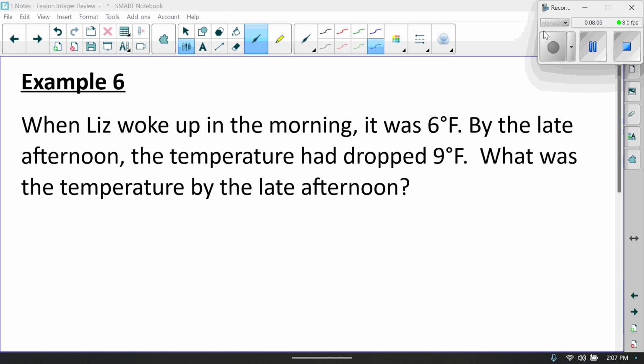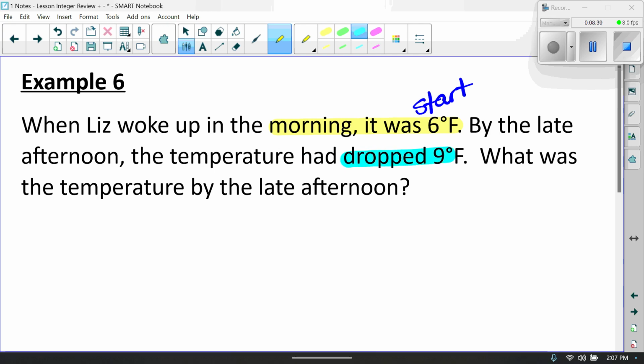All right, example 6. It says, when Liz woke up in the morning, it was 6 degrees Fahrenheit. By late afternoon, the temperature had dropped 9 degrees Fahrenheit. What was the temperature by the late afternoon? So we need to make sure we identify our important information. So in the morning, it was 6 degrees Fahrenheit. So this, you guys, this is where we are starting. So we start here. Okay? Now, the other important information here is that the temperature had dropped 9 degrees Fahrenheit.